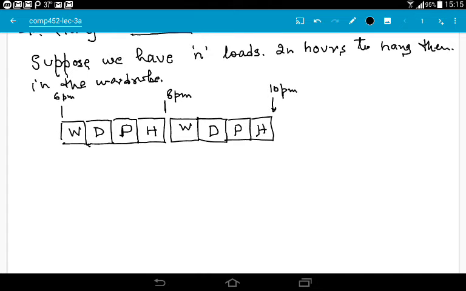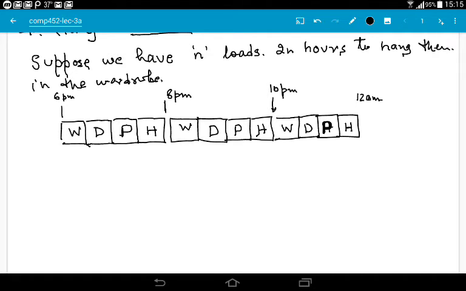Alright. And let's do one more. Wash, dry, press, and then hang. So this will be 12 a.m. midnight.